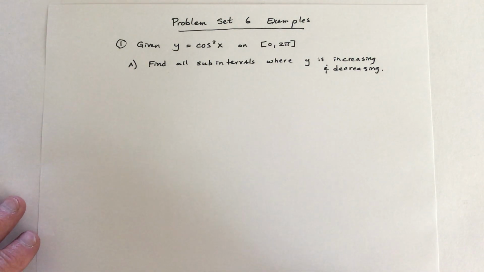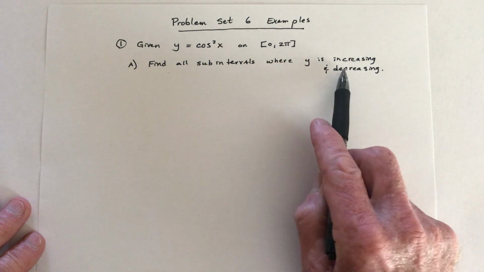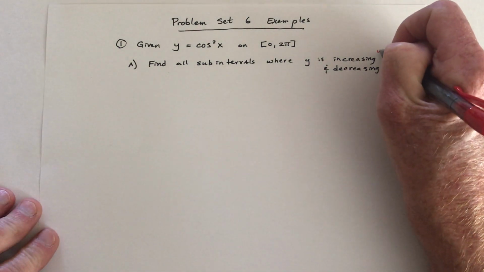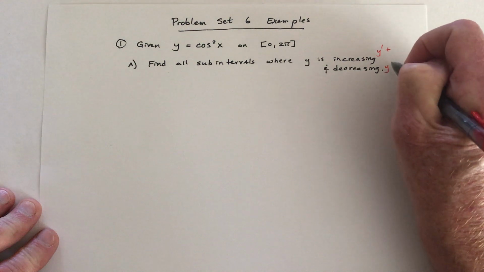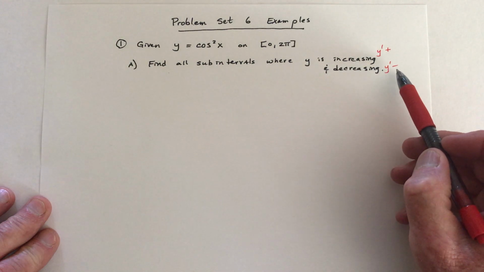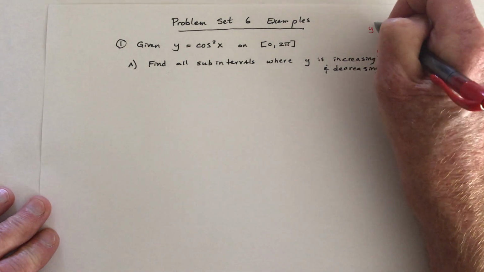I'll be your host. Find all the subintervals where the function is increasing and decreasing. So increasing means that the derivative is positive. Decreasing means the derivative is negative. And it just so happens that the number that separates negatives from positives is 0.